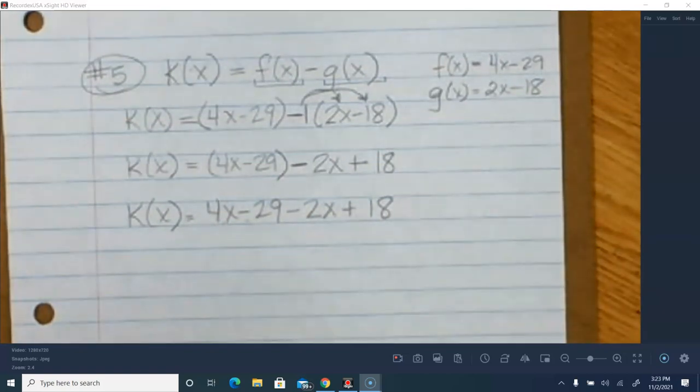Well, again, I see like terms. This is not simplified because I do have like terms. And simplified means no like terms, no parentheses. And I actually have like terms, so it's not simplified.